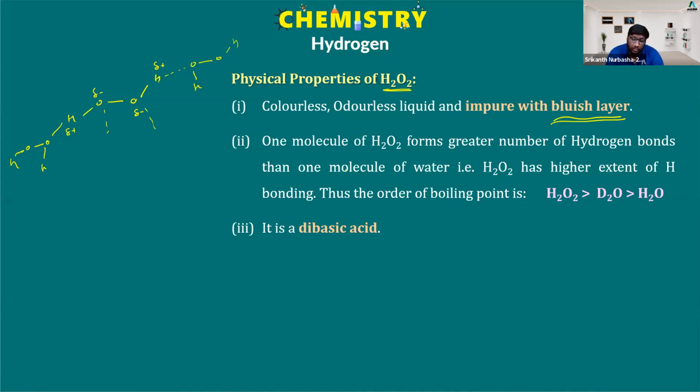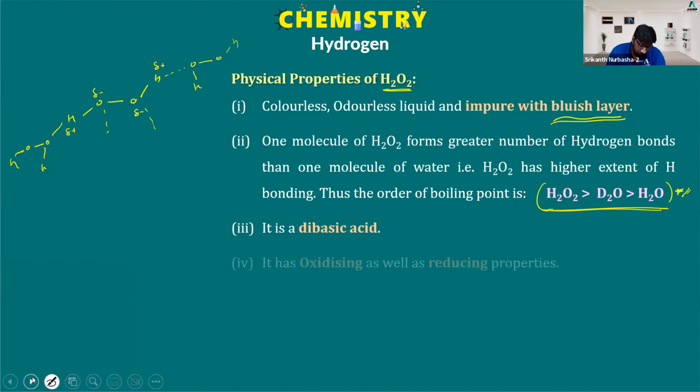The boiling point is going to be high. So H2O2 will have the highest boiling point, then D2O, and then finally H2O. Why will D2O have a higher boiling point? Because the OD bonds are stronger and the electrostatic force of attraction developed between partial negatively charged oxygen and partial positively charged deuterium is going to be stronger. This is the correct order of boiling points of H2O2, D2O and H2O. And it is a dibasic acid because it can produce two H+ ions.